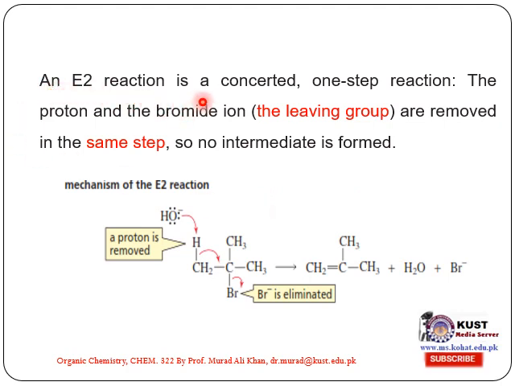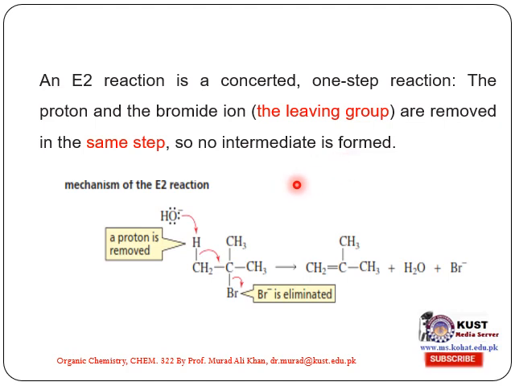An E2 reaction is a concerted one-step reaction. Concerted means that all the steps occur together in the same single step. The proton and the bromide ion, the leaving groups, are removed in the same step, so no intermediate is found.